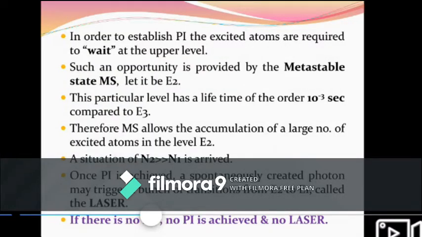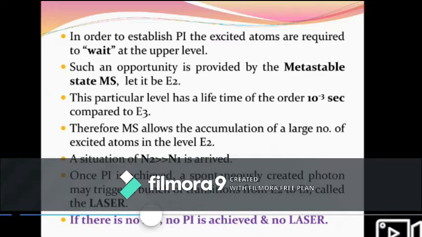So we have seen that when a bundle of photons is created, that is the laser, you require a metastable state. Once the metastable state is achieved, N2 is much greater than N1, that is the population inversion. Then a spontaneously created photon will trigger the bunch of transitions from E2 to E1, giving out the laser output. If there is no metastable state, no population inversion is achieved and no laser is going to be obtained.